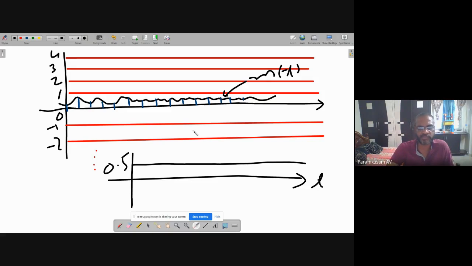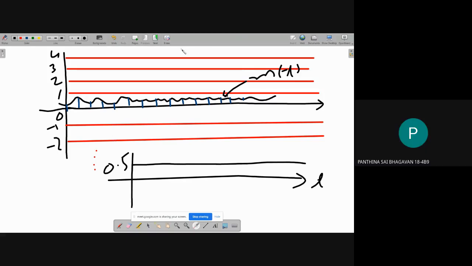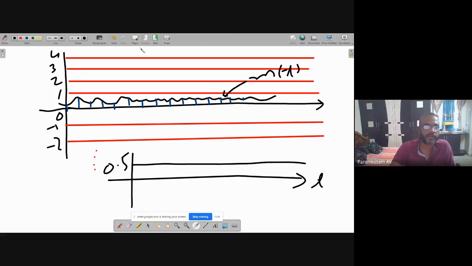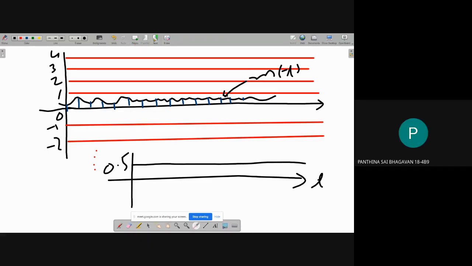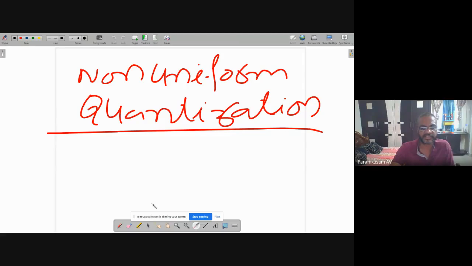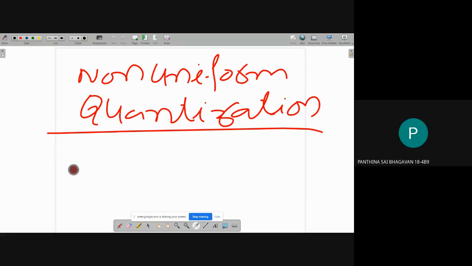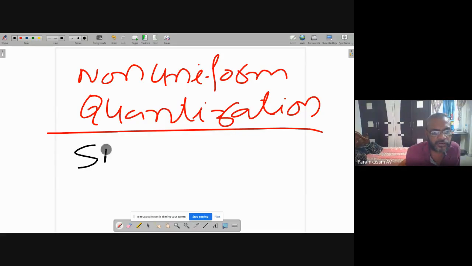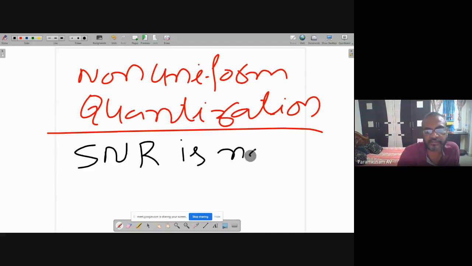Now, tell me the first problem. What is the first problem? Anybody? First disadvantage: signal power varies according to amplitude. Very good. Signal power varies. So what finally varies? Signal to noise ratio varies. Signal to noise ratio is not constant. Yes sir.